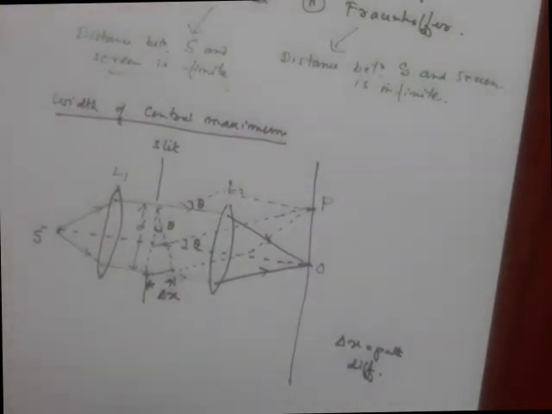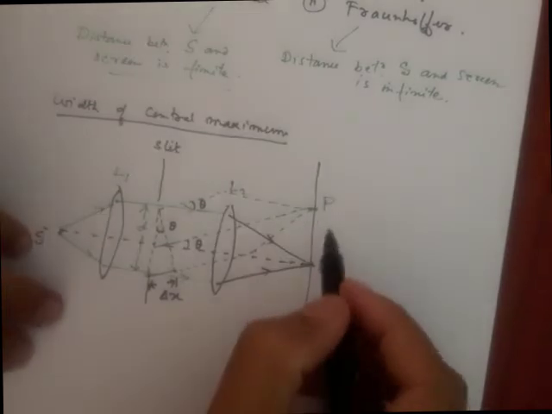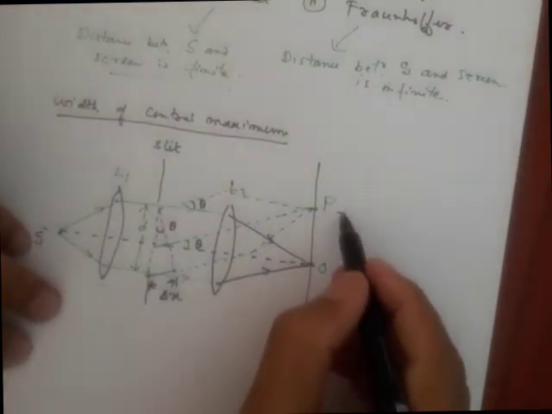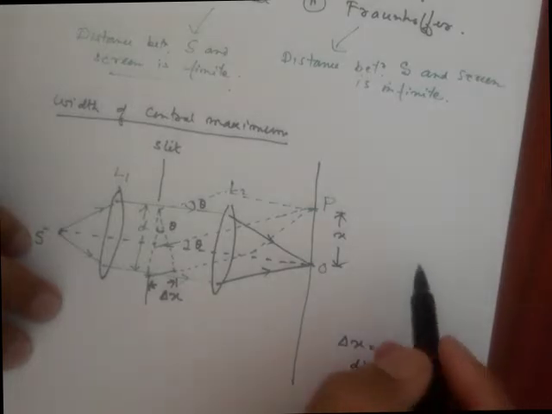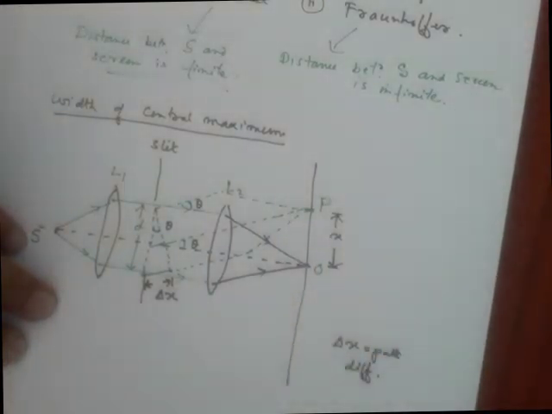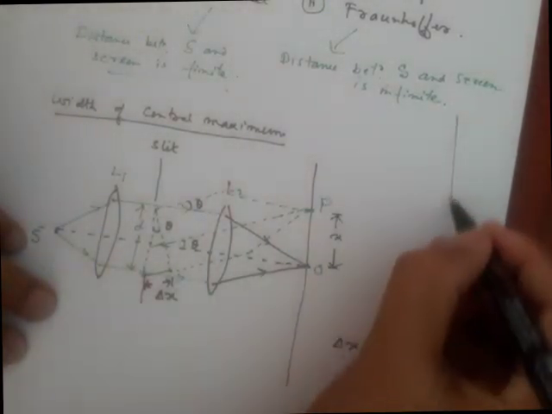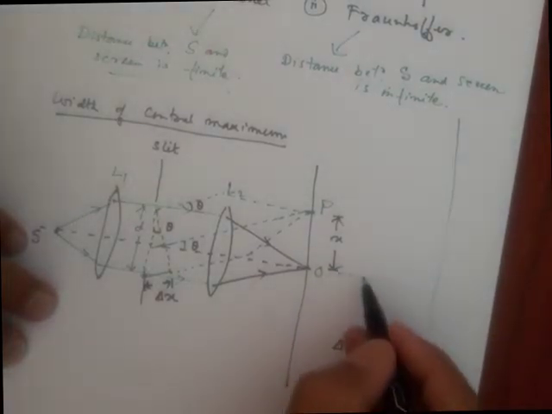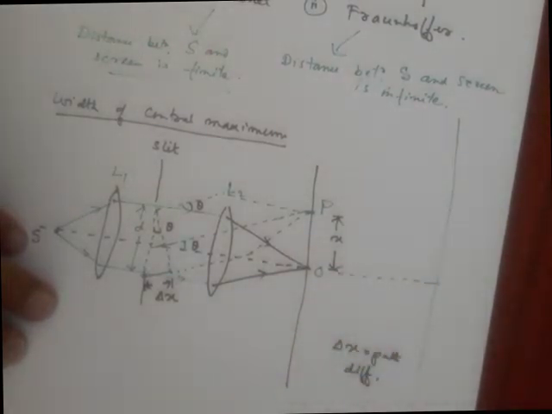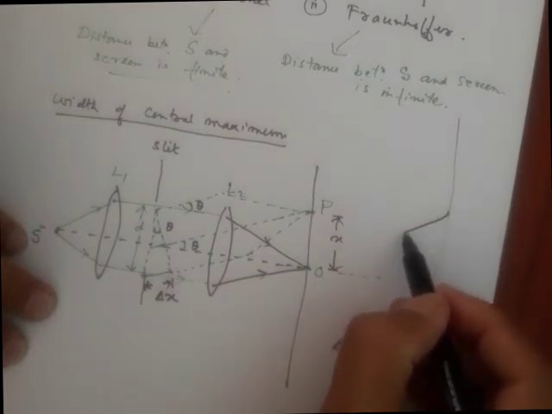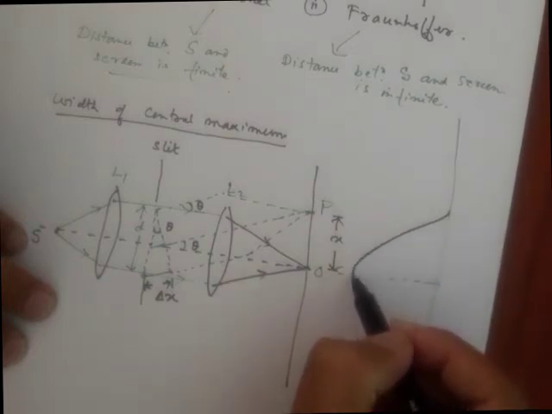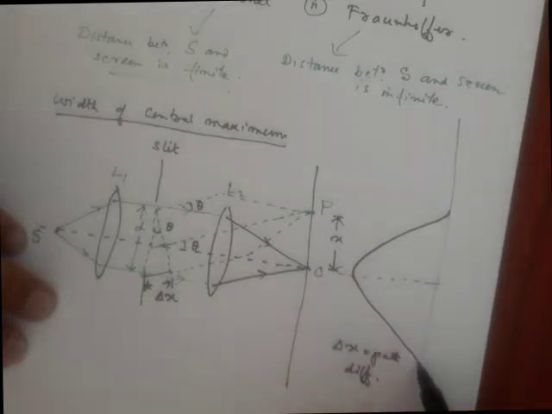Now, after this, let us name this distance OP as x. And if you look on the screen, this is the midline, and you're going to get a variation in the intensity of light, like this.